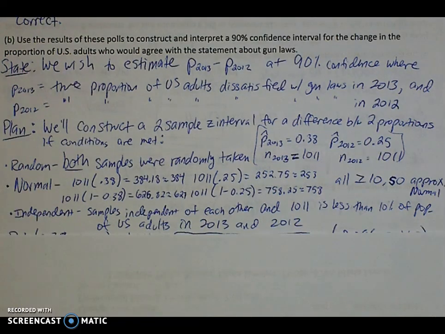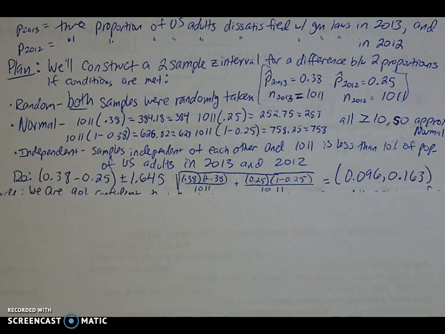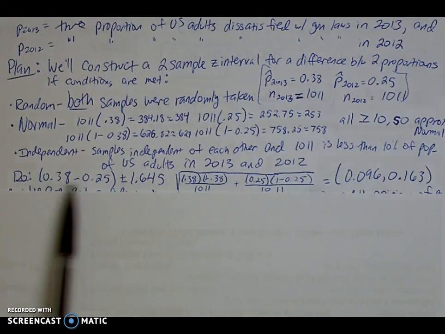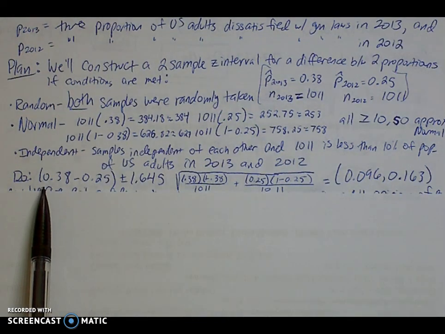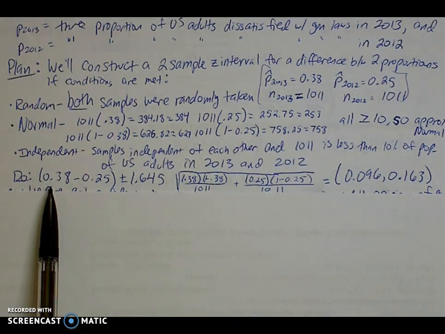So now that we've verified our conditions, let's go ahead and construct our interval. So it's the difference of our proportions. If I'm doing 2013 minus 2012, make sure you put it in the proper order. That is important. Whatever order you chose, just stick with that order.